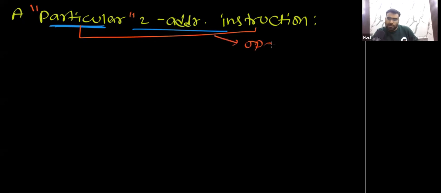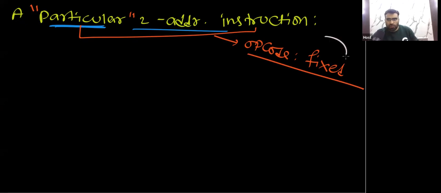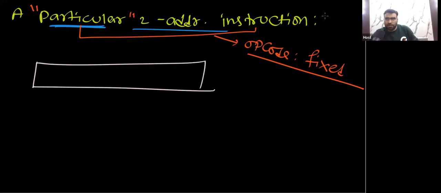So for this, the opcode will be fixed. For any instruction, opcode is always fixed. Yes or no? Whatever instruction I give you, if I give you an addition instruction, the opcode will be fixed. Subtraction instruction, opcode will be fixed. Now, if I give you a particular instruction, for example, an addition instruction, let's assume this is a two address instruction.